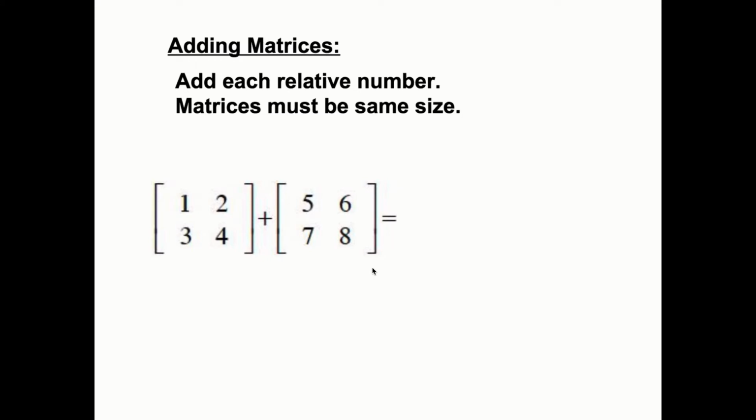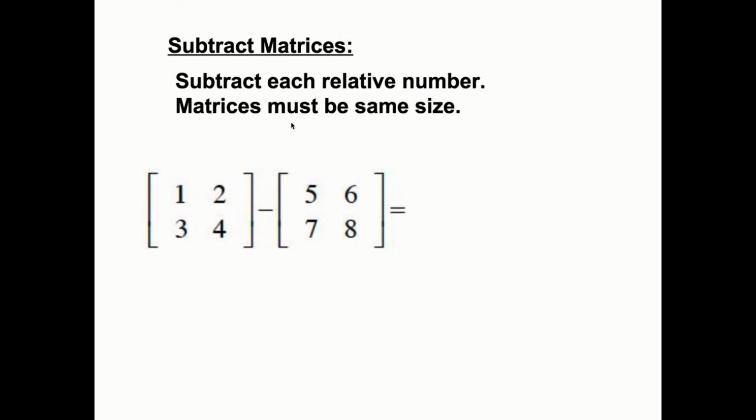Adding matrices is when you add each relative number. Matrices must be the same size in order to add them. So in this case, we're going to do the first number plus the first number to get the first number over here. So 1 plus 5 is 6. And then 2 plus 6 makes 8. Moving on to the bottom row, 3 plus 7 is 10, and 4 plus 8 is 12. Notice if they weren't the same size, it wouldn't make sense to add them.